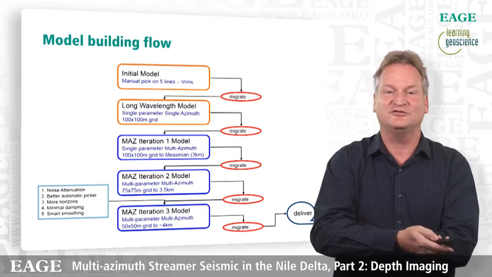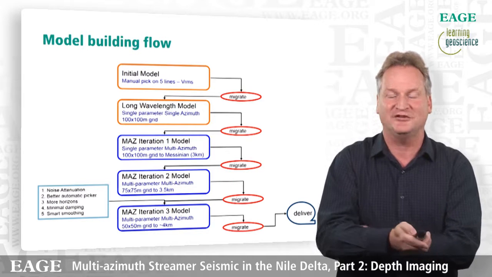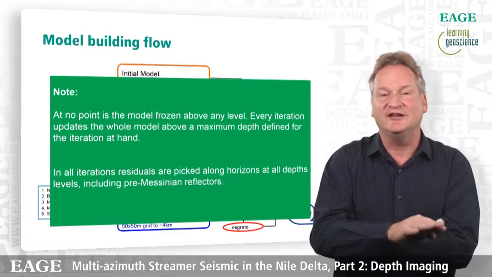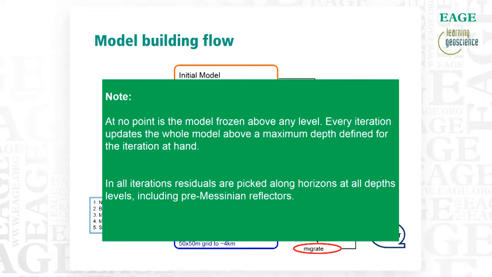And then there's some smart smoothing in there as well in terms of the residuals. We'll come to all these points as we go through the presentation. Now, the thing to note is that at no point in this model build is the model frozen at any level. So every iteration, we basically pick events from top to bottom at every level that we can.